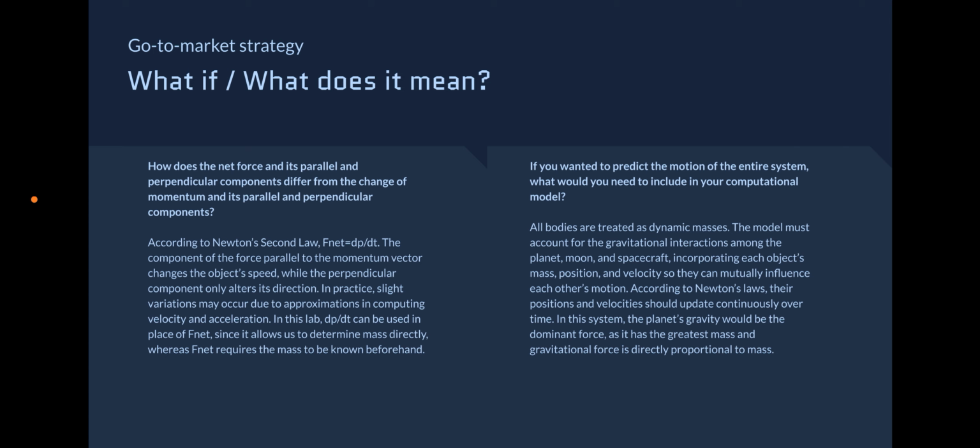All bodies are treated as dynamic masses. The model must account for the gravitational interactions among the planet, moon, and spacecraft, incorporating each other's mass, position, and velocity so they can mutually influence each other's motion. According to Newton's law, their positions and velocities should update continuously over time. In this system, the planet's gravity would be the dominant force, as it has the greatest mass and gravitational force is directly proportional to mass.